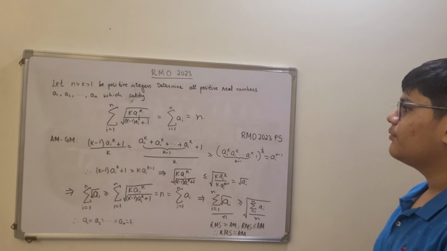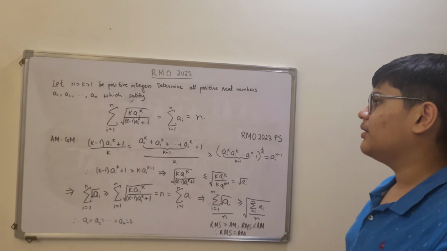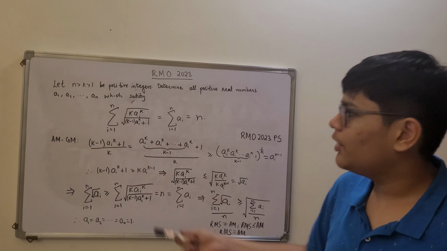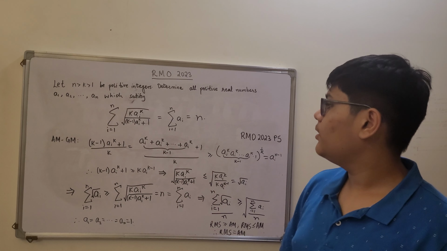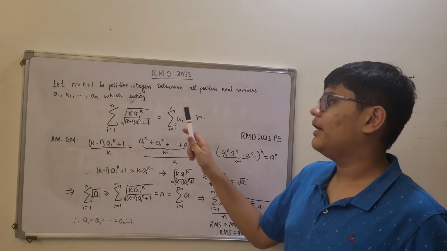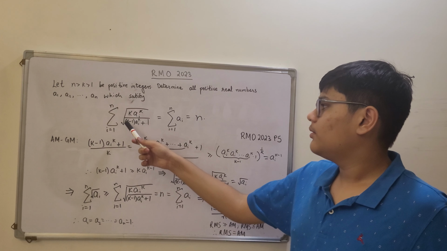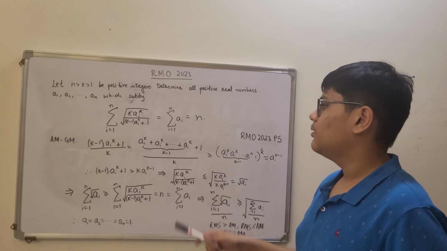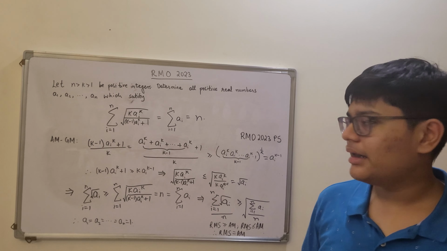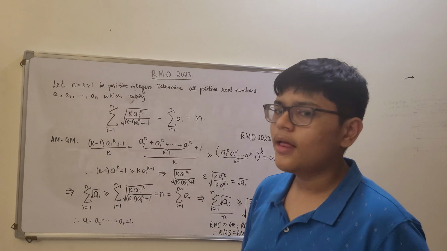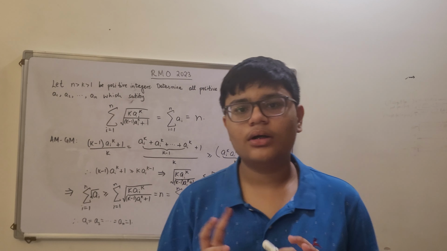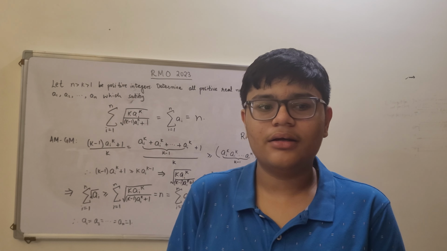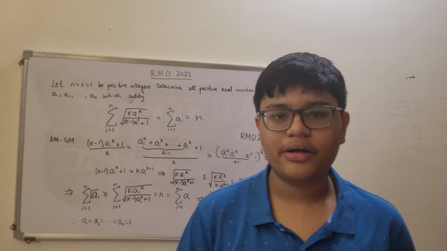Let's start. So we are given that n is greater than k is greater than 1 and they are positive integers. We are to determine all positive real numbers a1 to an which satisfy this equality: the summation from i equal to 1 to n of the root of (k minus 1) times ai to the power k plus 1, divided by k, and the sum a1 plus a2 plus so on till an is also equal to n. Now I'll say that this is actually an inequality which is gifted to the solver as an equality.